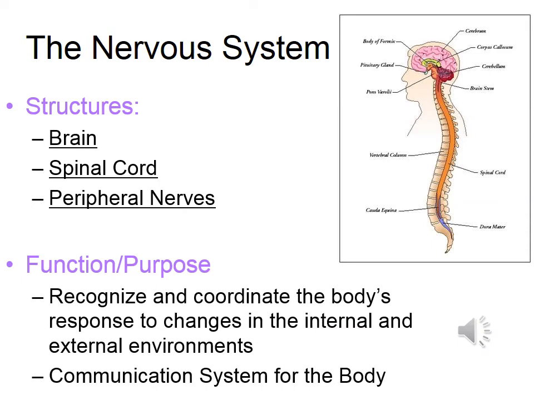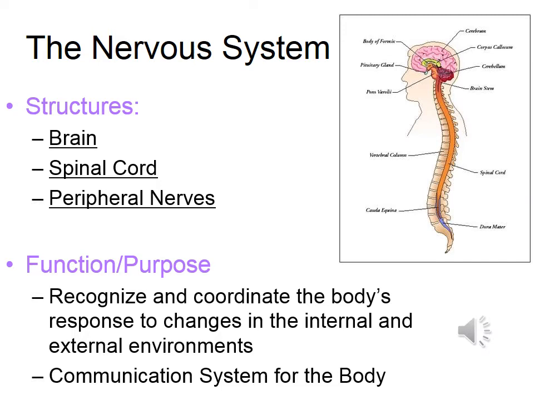The nervous system is made out of 3 structures, which are the brain, which you colored and labeled, I hope; the spinal cord, which is encased in the bone that is your spine; and then the peripheral nerves, which are the nerves that are not part of the spinal cord and brain. So any nerve that is not in the spinal cord or brain is called a peripheral nerve, or the nerves outside of the spinal cord and brain.